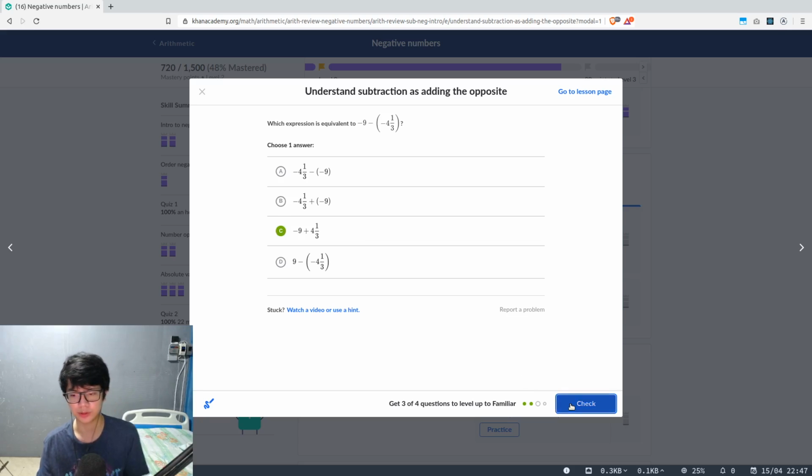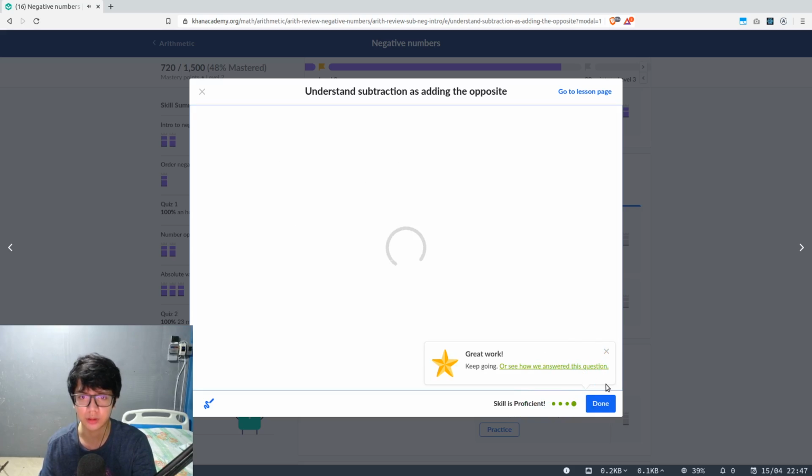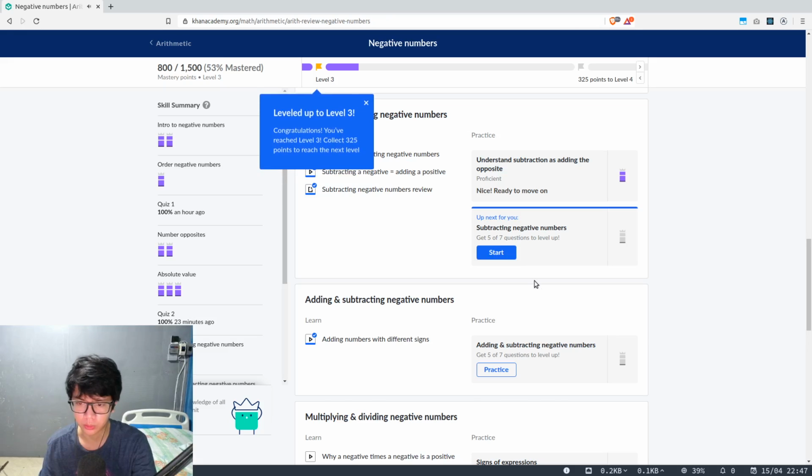Yeah, it's pretty sick. Which expression is equivalent to 1/2 minus 8? So it's going to be 1/2 plus 8. 1/2 plus 8, yeah. Done, and we're done. Whoa, didn't make a mistake this time.